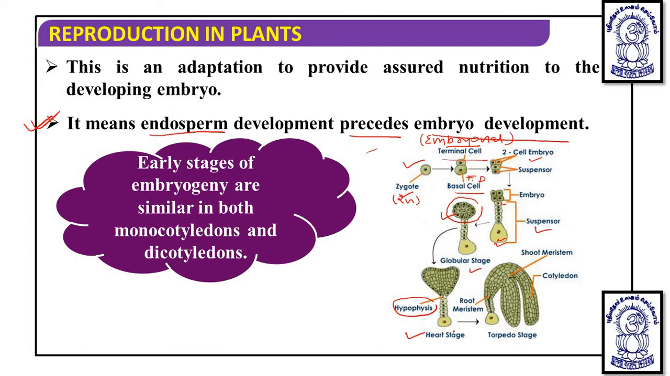Then the heart shape will convert into the torpedo stage, and this torpedo stage will form a mature embryo. Okay, so this is the sequence of embryo development in the case of dicot. This is just initial info for you. Now how this happens, we will discuss now.